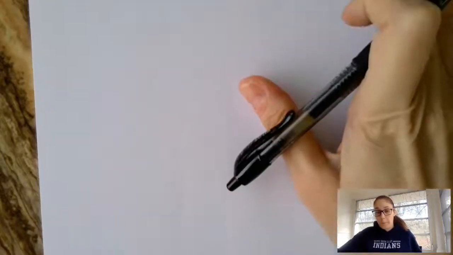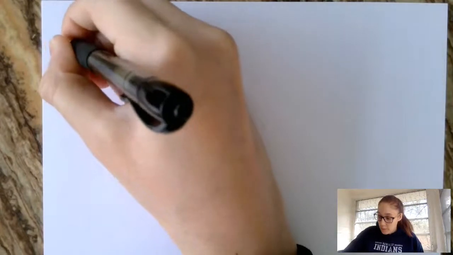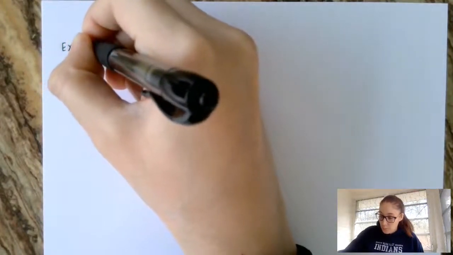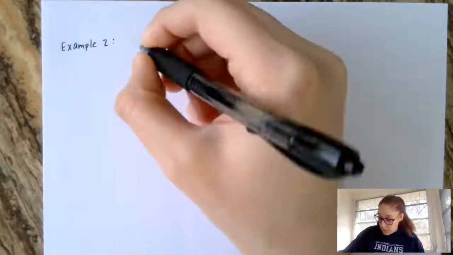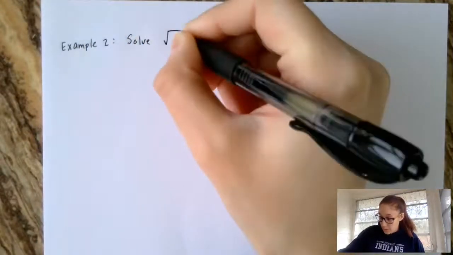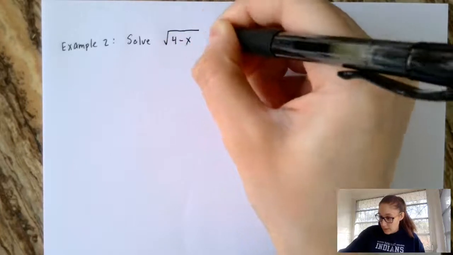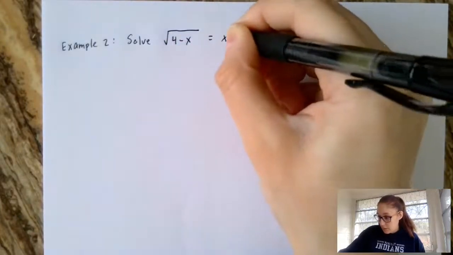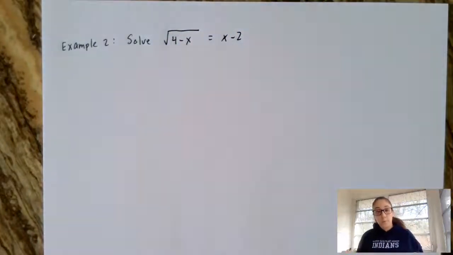Let me go ahead and do this on a new page. Alright, so we have example 2. We're going to solve the square root of 4 minus x is equal to x minus 2.